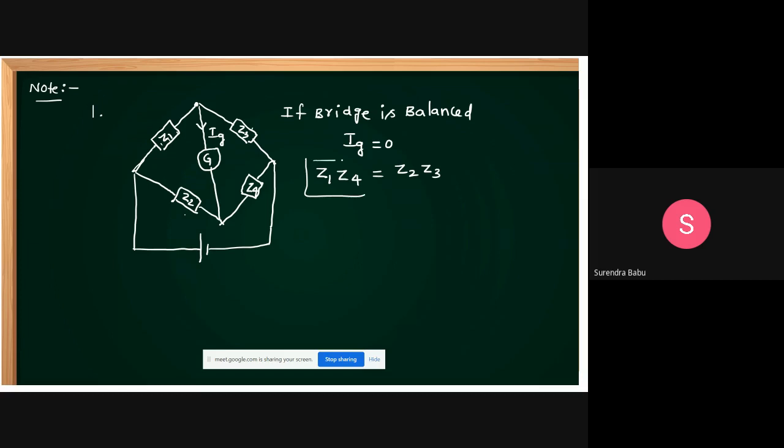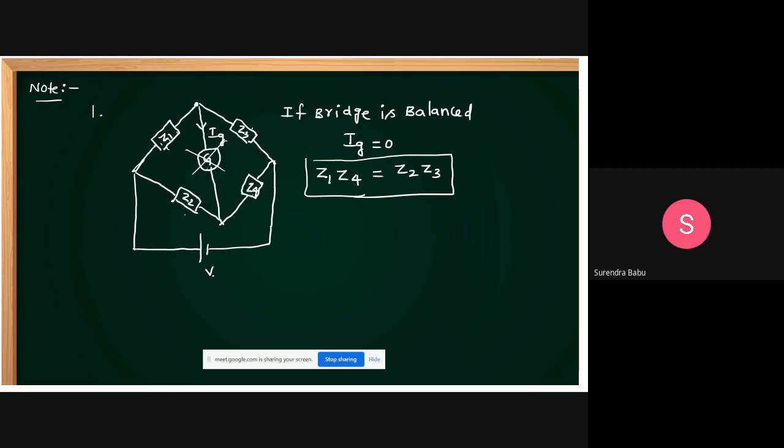If the bridge is balanced, this condition we can apply: Z1 into Z4 equal to Z2 into Z3. Then there is no significance of this branch. Not only a galvanometer, even if an element is connected, there is no significance of this branch.